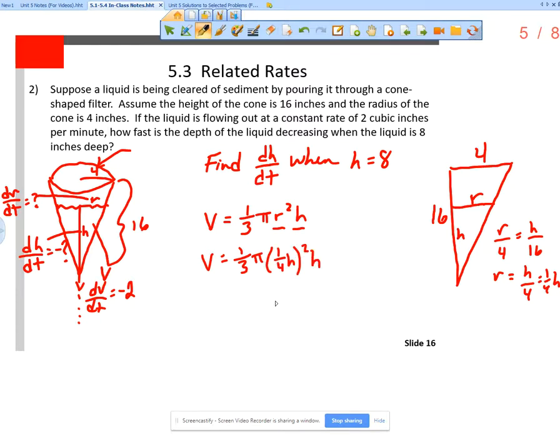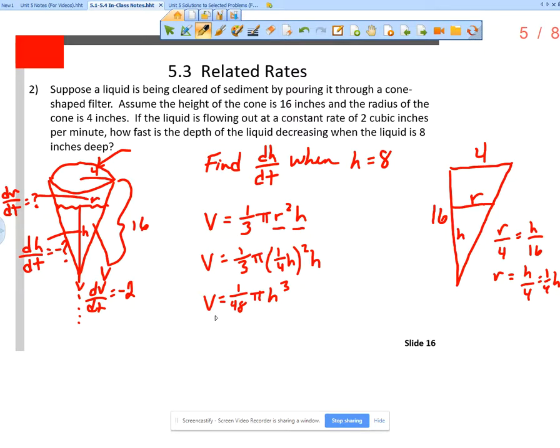So now our volume is actually just a function of h. So V equals 1/3 pi and then I have (1/4 h) squared. 1/4 squared is 1/16, so 1/16 times 1/3 is 1/48 pi, and then I had h squared and h, so h cubed. All right, so now this is the equation that we want to take the derivative of.